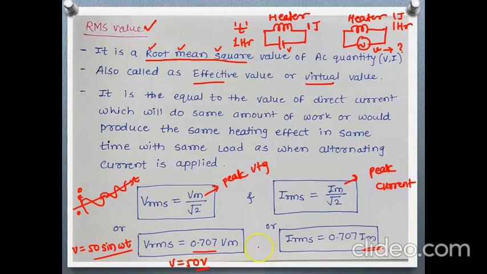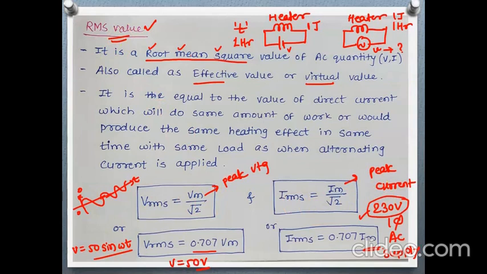We know that in our household we are using a 230 volt single phase AC supply. We mention it as a 230 volt single phase AC supply. Okay, is this AC or DC? This is definitely AC. But here sin or cos is not mentioned. That means this 230 volt is nothing but the RMS value of the AC supply.